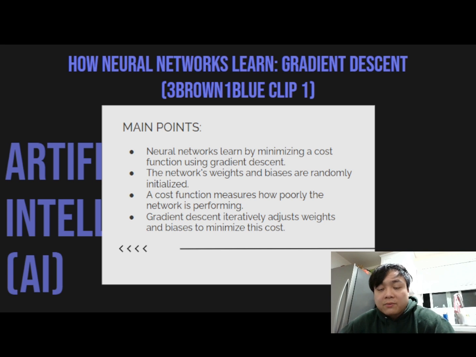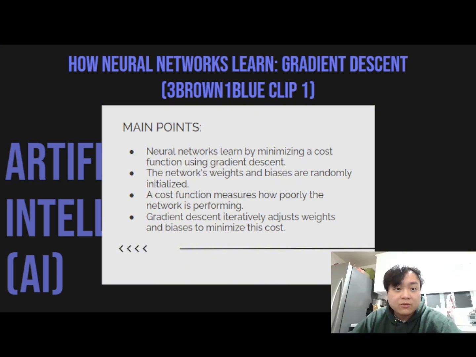So for clip number 1, it explains that neural networks begin with no pre-existing knowledge. The weights and biases that determine how they process information start completely random. To learn, they use a cost function which acts as a measure of how wrong their predictions are. The goal is to make this cost function as low as possible by adjusting the network's internal parameters via an iterative process known as gradient descent.